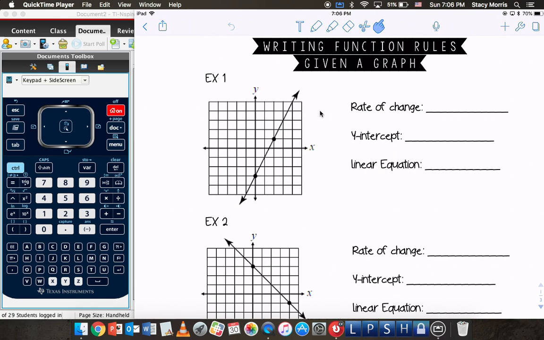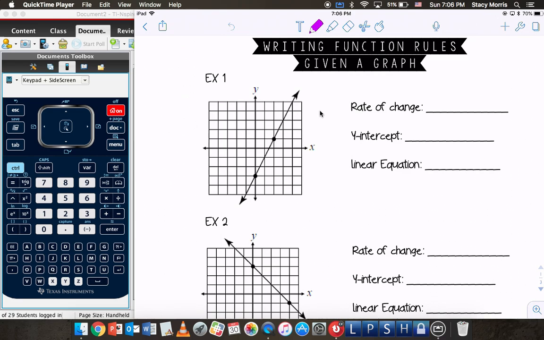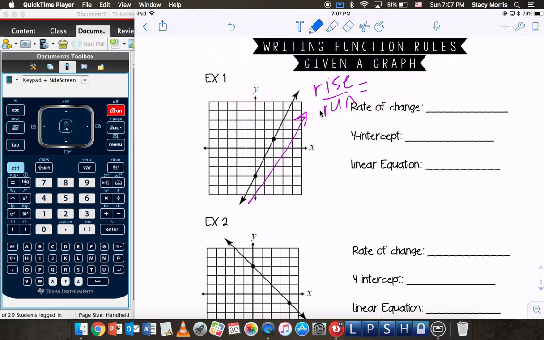So the rate of change, remember, is just what is the slope. You should definitely notice this slope is positive because it's going up from left to right. So that's positive. We already know that. Rate of change, we use rise over run to represent slope. So I need to know what is the rise and what is the run. And for some students, this is tricky, right? Because you're counting spaces.